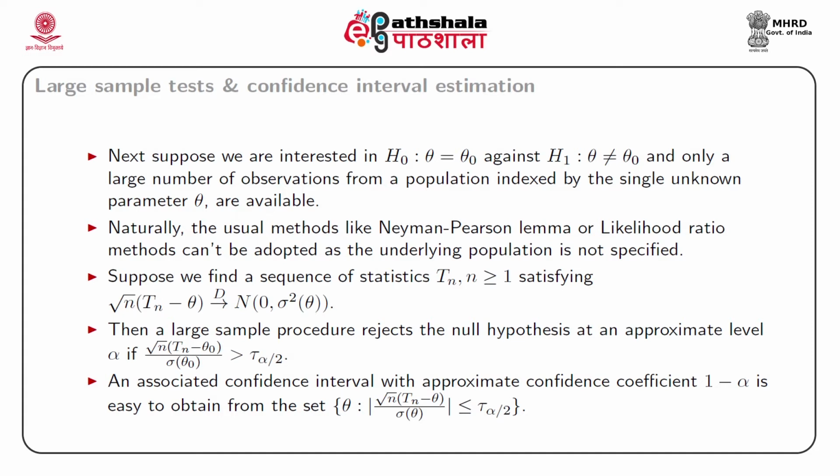Then we reject the null hypothesis at an approximate level alpha. Naturally, an associated confidence interval with approximate confidence coefficient 1 minus alpha is easy to obtain from the set defined as the absolute value of square root of n times Tn minus theta, divided by sigma theta, less than or equal to tau alpha by 2. Just inverting this set, keeping theta in the middle, we can get a random interval with coverage probability 1 minus alpha, of course in large samples. So let us illustrate the main idea using some examples.